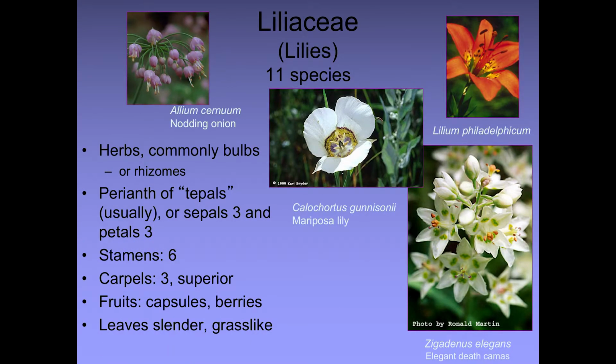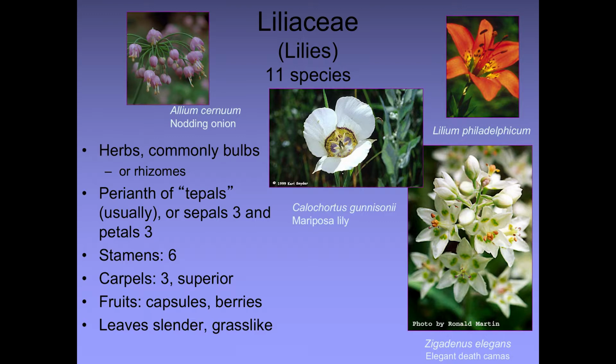The lily family, Liliaceae. Herbs, and they're often bulbs or rhizomes that grow into the ground. Here's a new term, a perianth of tepals. So a perianth is the whole arrangement of sepals and petals, and sometimes they can't be distinguished, so then they're called collectively tepals. Or you can see that they're really 3 sepals and 3 petals. And 6 stamens, and the leaves are always slender and grass-like.